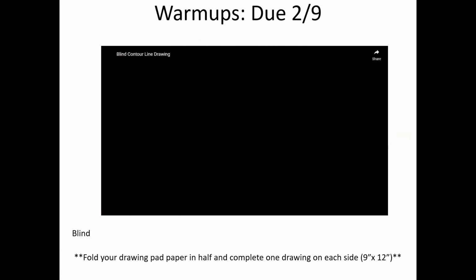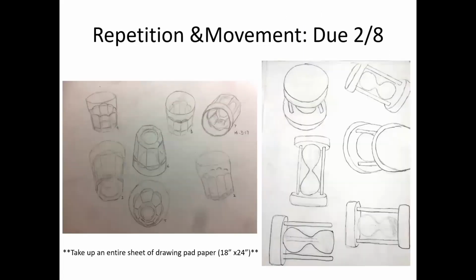So these 3 drawings, the continuous line drawing, the blind line drawing, both contour drawings, and the repetition and movement drawing are all going to be due at the end of the day next Wednesday. So they need to be finished by then. You'll upload 3 different pictures of those 3 different drawings. But we are going to do a 4th drawing as well. And that drawing is going to be due the next day. It's going to be due in class on Thursday.